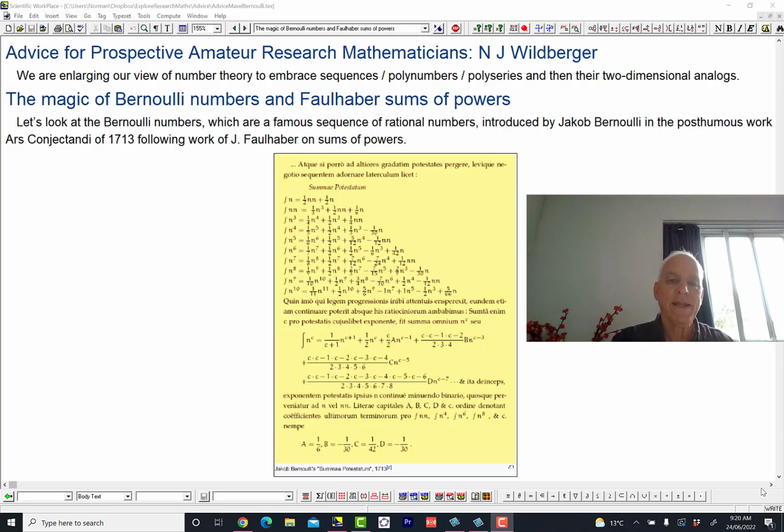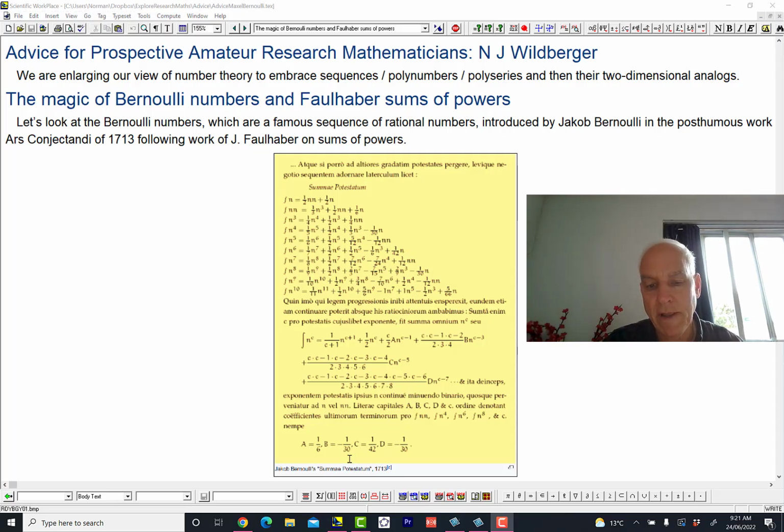Okay, so the Bernoulli numbers are a famous sequence of rational numbers, actually, not integers, but rational numbers. They were introduced by Jacob Bernoulli, one of the many famous Bernoulli brothers, in a posthumous work of 1713. And he was following the work of Johann Faulhaber, who had previously created formulas for the sums of powers of numbers.